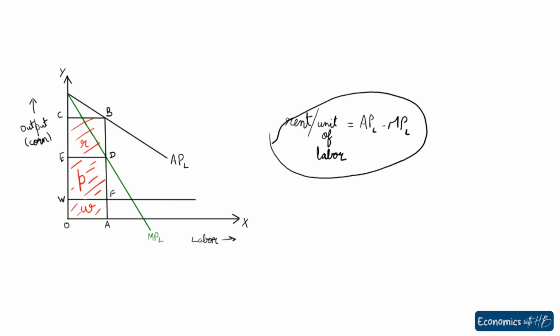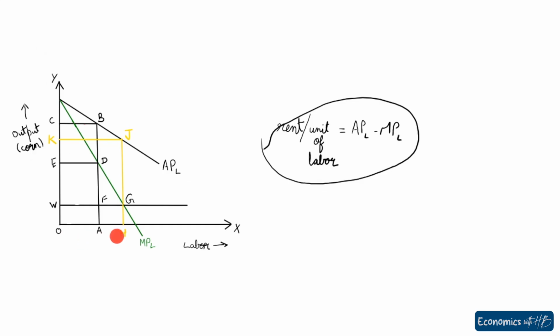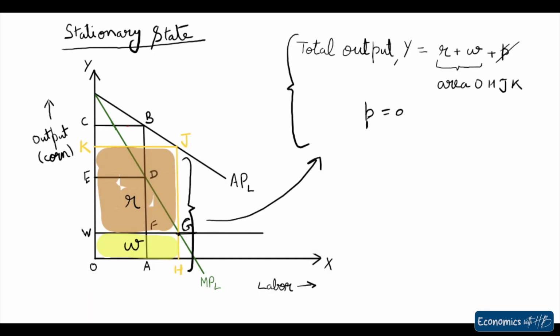If employment of labor is increased from OA to OH, that is now we are employing OH units of labor, earlier we were employing OA units of labor, then what happens? Total produce becomes OHJK, see this area here. Rent becomes this area KWGJ. KWGJ is the rent and wages equal to OWGH. That is, there are no residual profits now. Profits have become zero here and this is the stationary state.